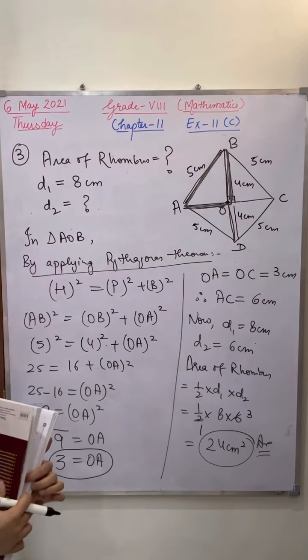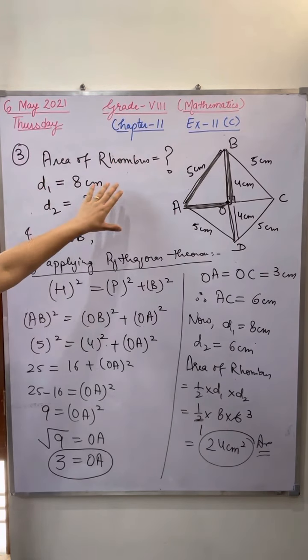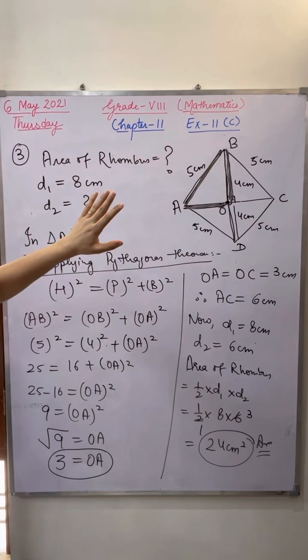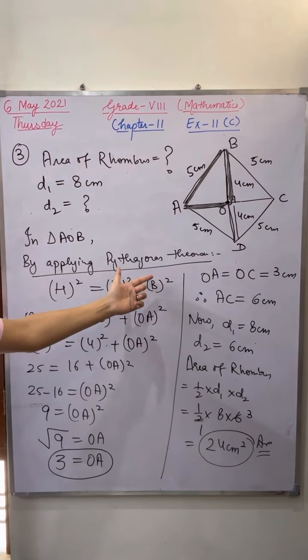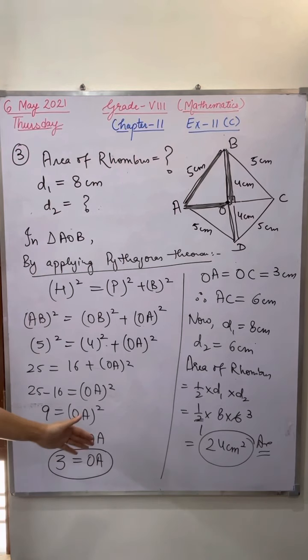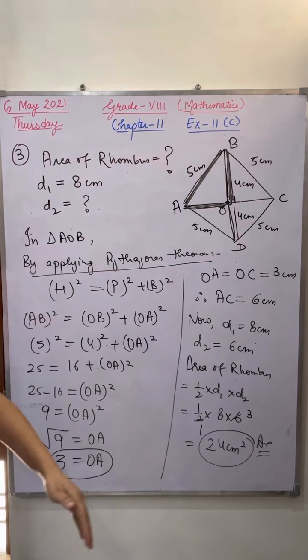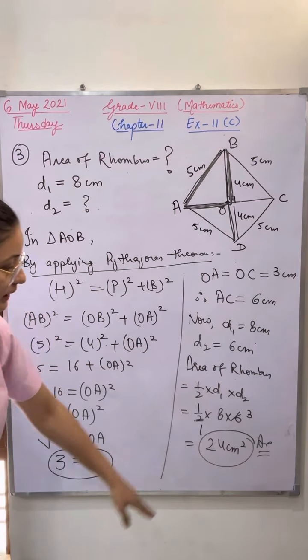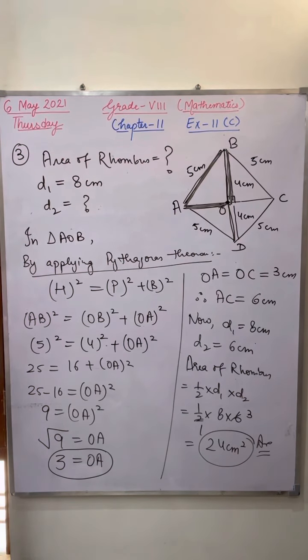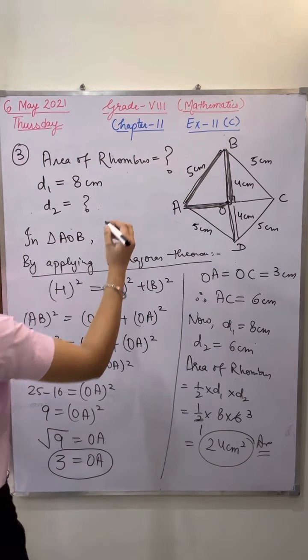Now, the question is, find the area of rhombus. One diagonal was given, second diagonal was not given. You can apply the Pythagoras theorem and you can take out the value of the second diagonal. From that, if both diagonals will be there with you, you can take out the area of rhombus. That will come in centimeter square. Now I am giving you this question, which is a bit lengthy but very easy.